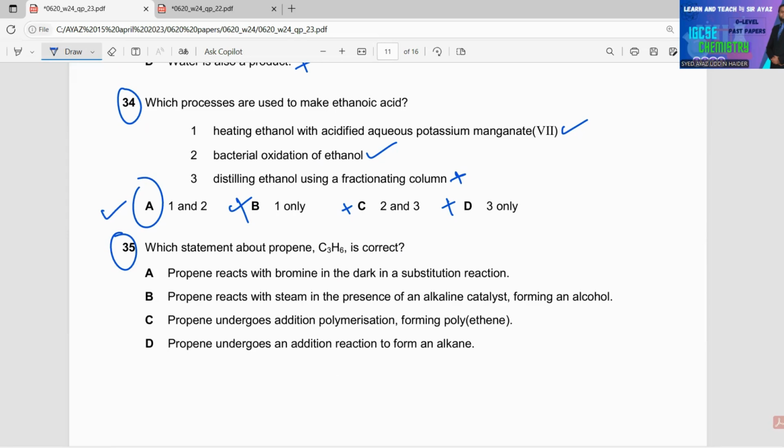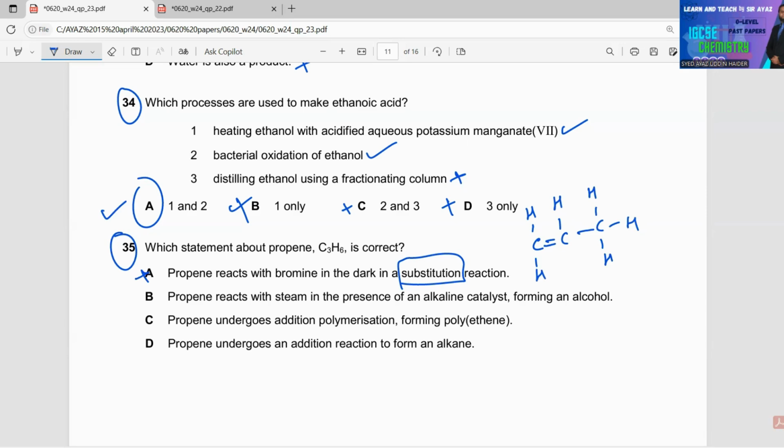A. Propene reacts with bromine in the dark in a substitution reaction. No, it will not undergo a substitution reaction. It contains a carbon-carbon double bond. This is propene. Propene will undergo an addition reaction. So this is incorrect.